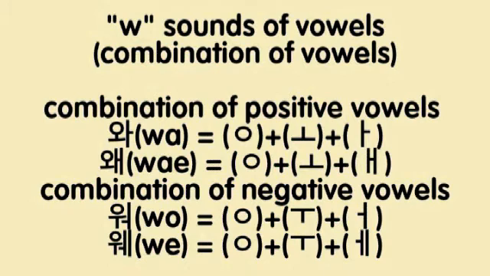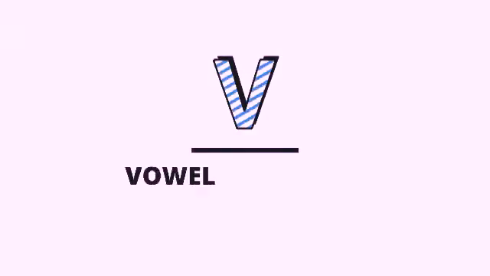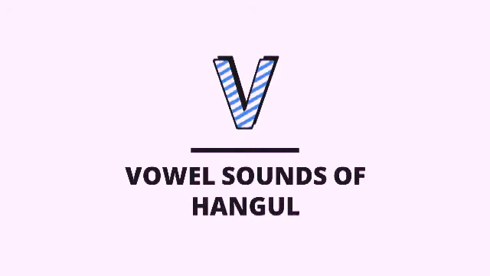Let's start with Wa. Wa is formed from the combination of the vowel sounds of O and A, which forms Oa sound. We is the combination of the sounds of O and A, which results to a sound that sounds like Oe. Wa is also just the combination of U and O, and We is the combination of U and E. And with that, you just learned the vowel sounds of Hangul.